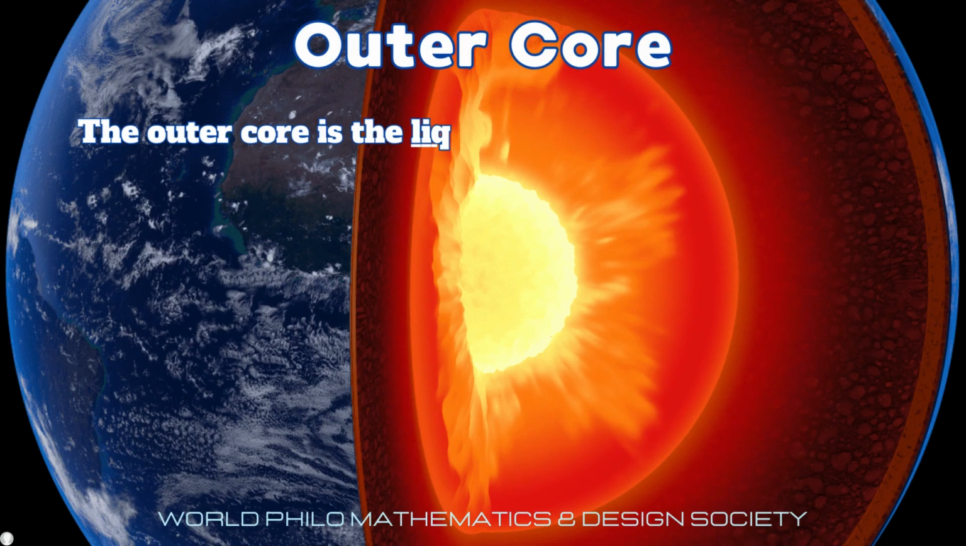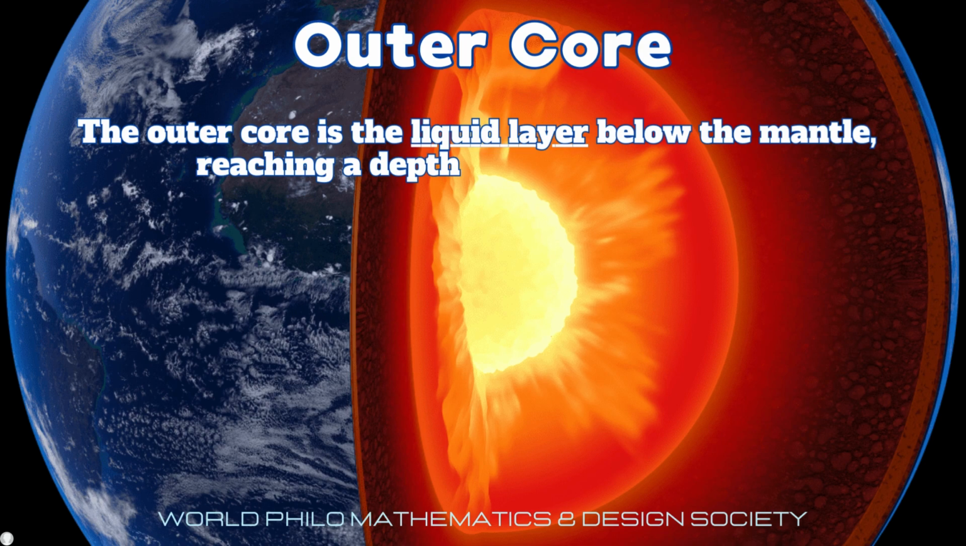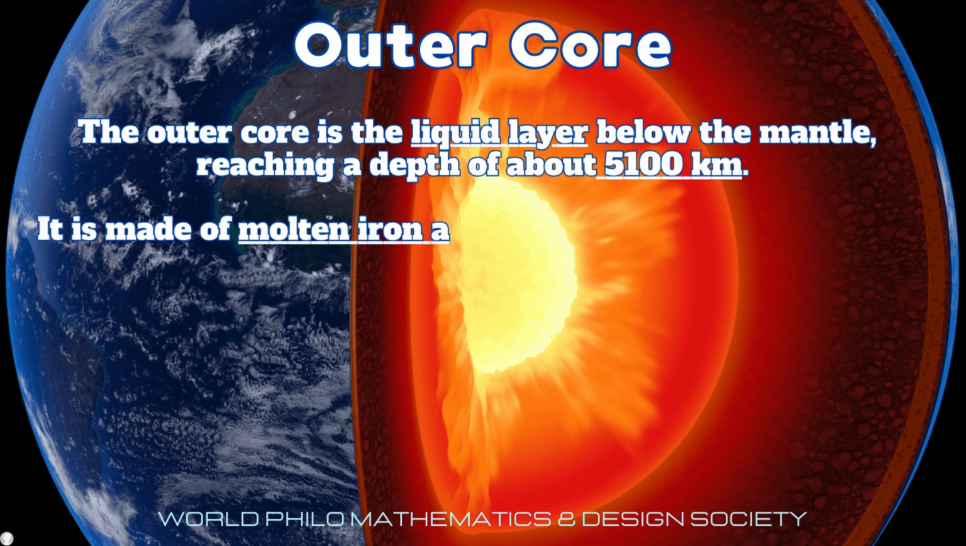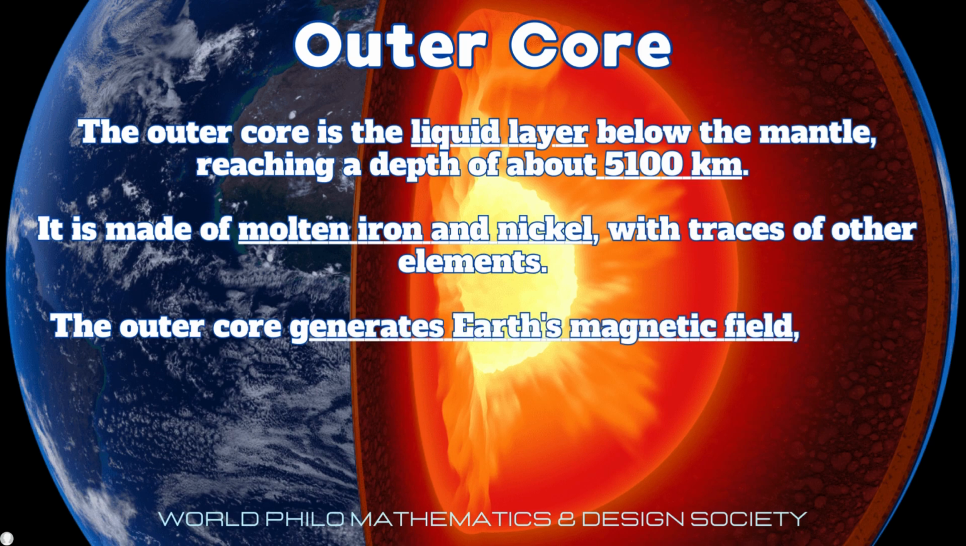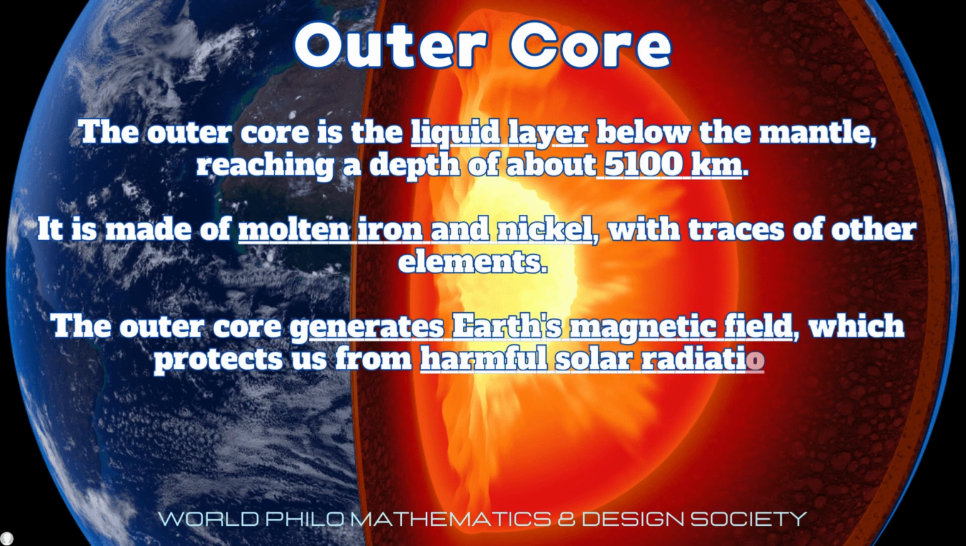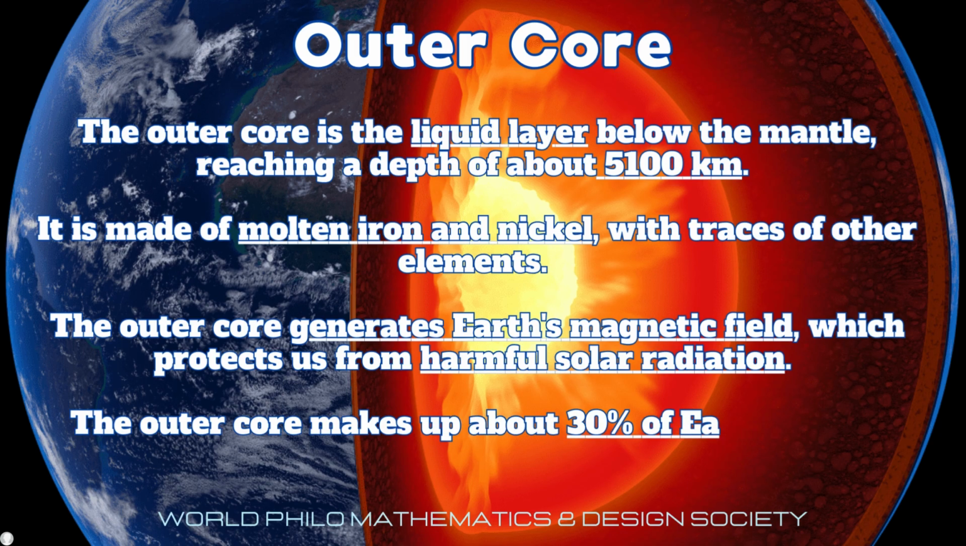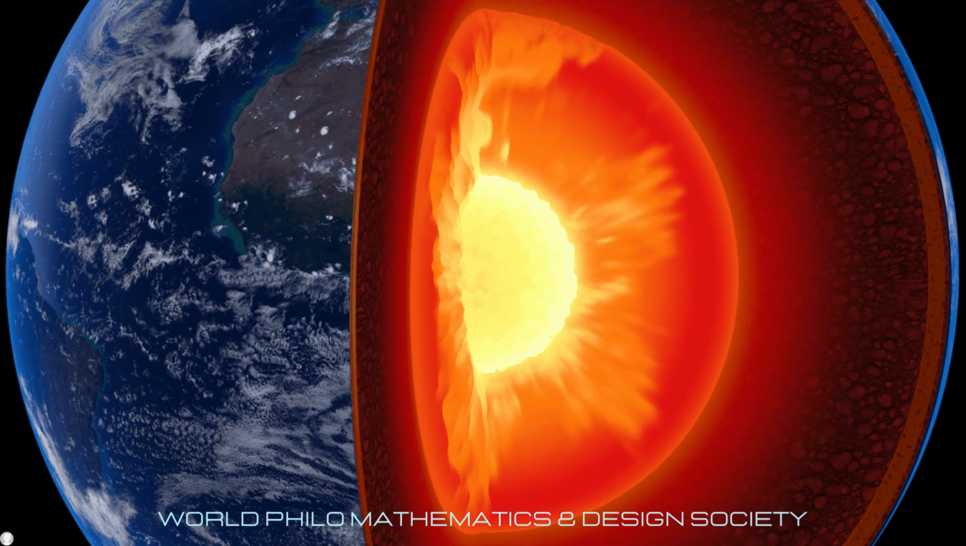The outer core lies below the mantle, reaching a depth of about 5100 km. It is made of molten iron and nickel, with traces of other elements. The outer core generates Earth's magnetic field, which protects us from harmful solar radiation. The outer core makes up about 30% of Earth's mass.